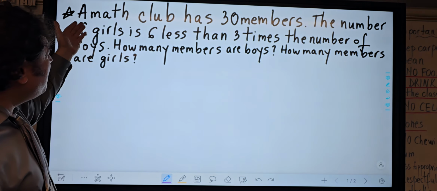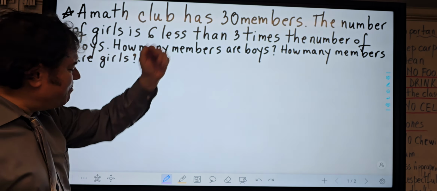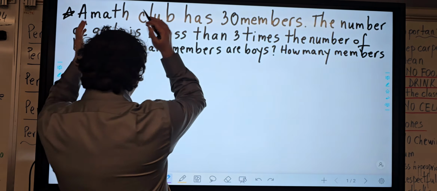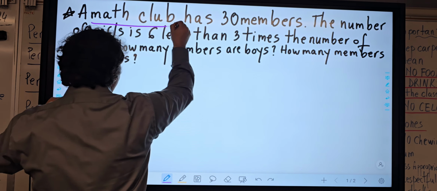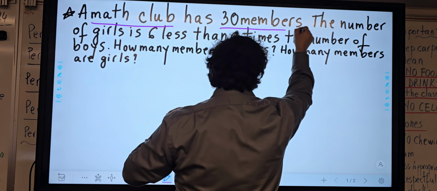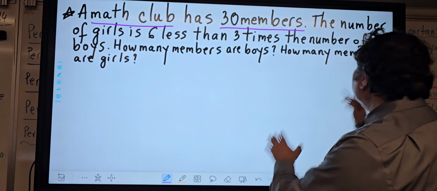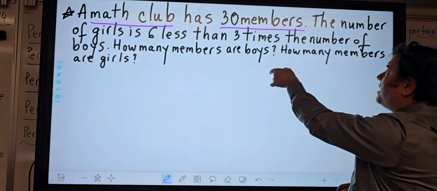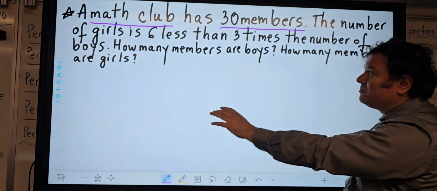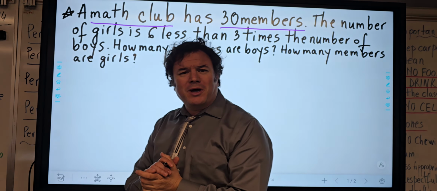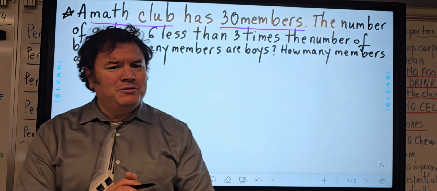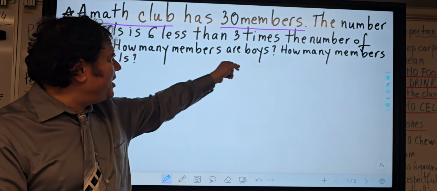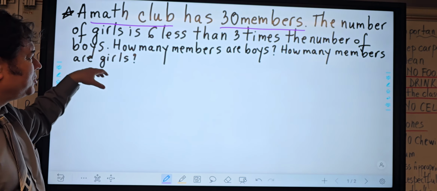Let's take a look at the word problem here. It says here, a math club has 30 members. Let's underline some important information. So a math club has 30 members, okay? The number of girls is 6 less than 3 times the number of boys. Do we know how many boys we have and how many girls we have? No, we don't. We need to find out how many boys there are and how many members are girls.